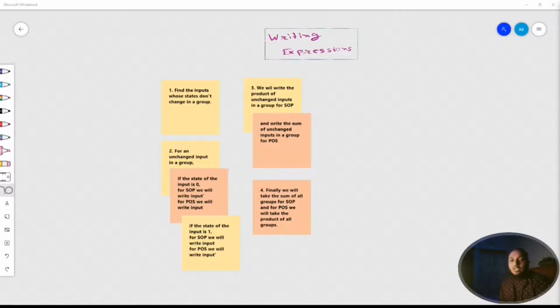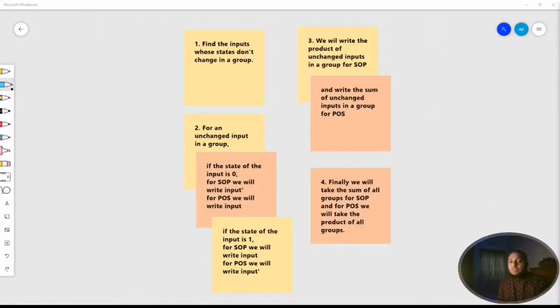After finding all the inputs that don't change in a group, we will take the sum of the inputs. This is for one group. For all the groups, we will at last take the product of all the groups, and in this way we will find the simplified POS form using K-map. Let's see an example and make it clear.